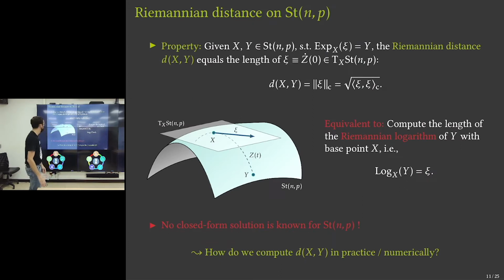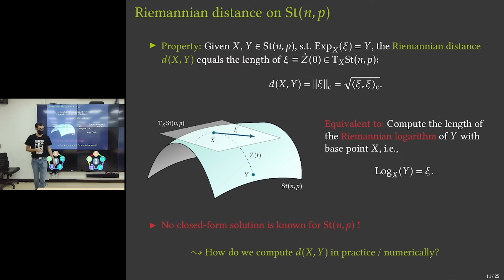Yeah, and this is a general property, but here I state it for the Stiefel manifold. So given 2 points, x and y, such that the exp of psi, a tangent vector at x, is equal to y, the Riemannian distance between these 2 points equals the length of the tangent vector psi, which is what is written here for the canonical norm.